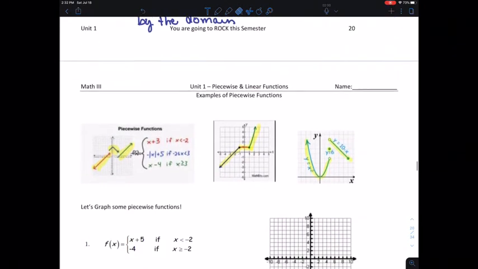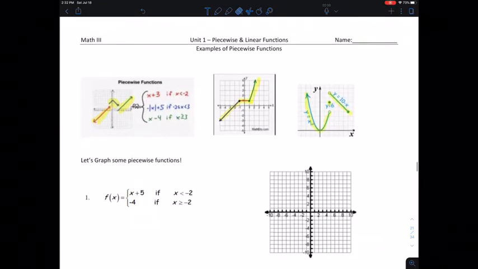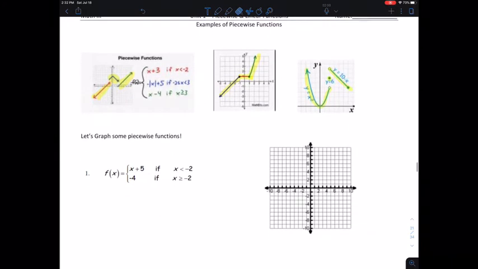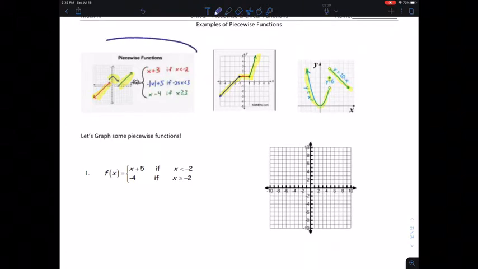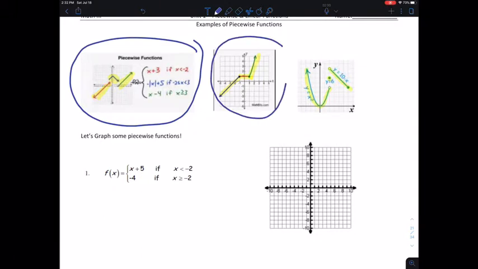In this example, I'm showing you examples of graphs of piecewise functions. Notice in this first example, it is broken into 3 pieces, and it is not continuous. In the second graph, it's broken again into 3 different pieces, but this time it's continuous. And then the last example, it is still broken into 3 different pieces, and it is not continuous.